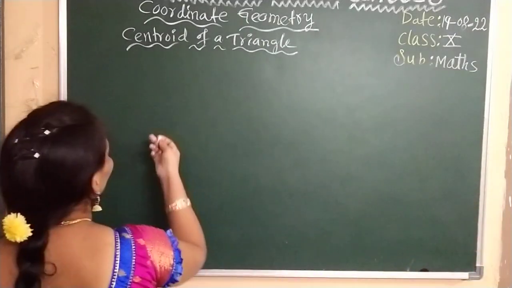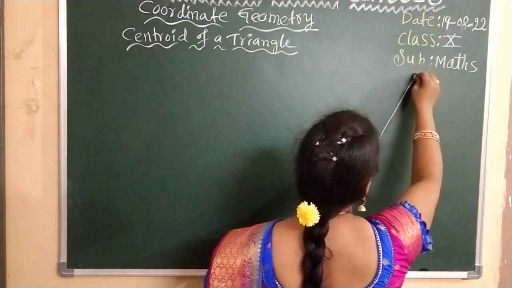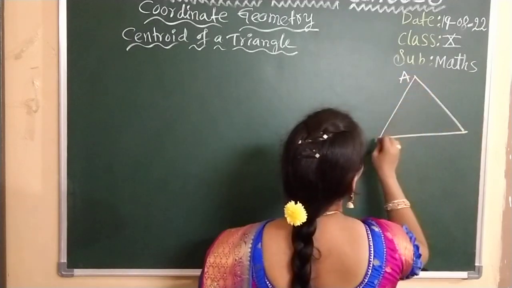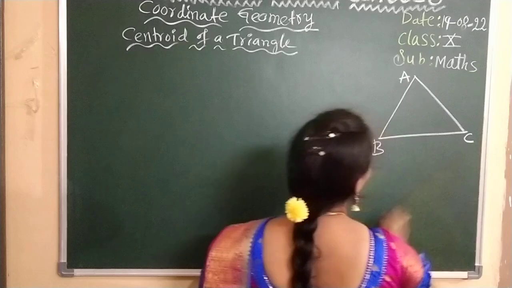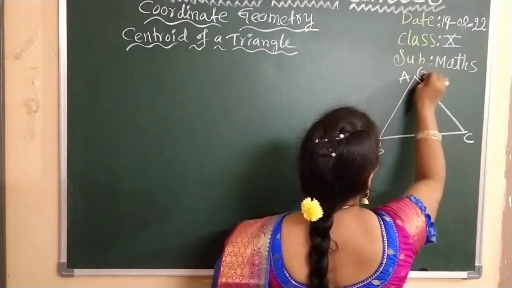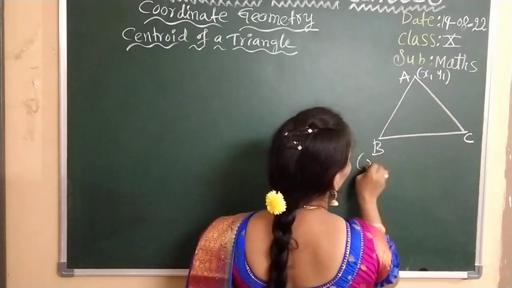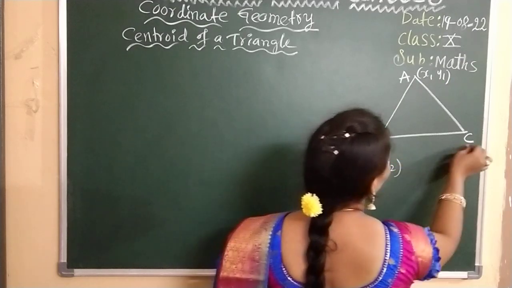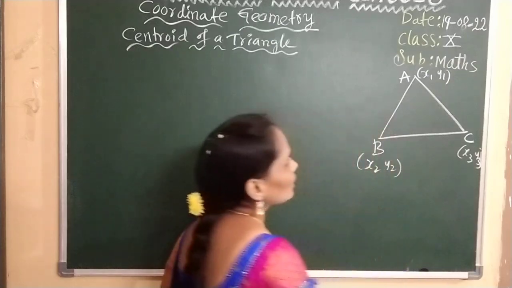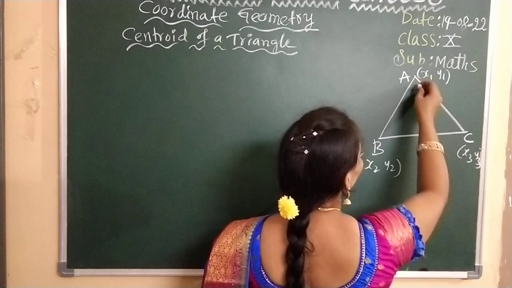Now, take one triangle. Let us take points A, B, C. Let us take A coordinates (x1, y1), B (x2, y2), C (x3, y3). Now I am making a small construction here.